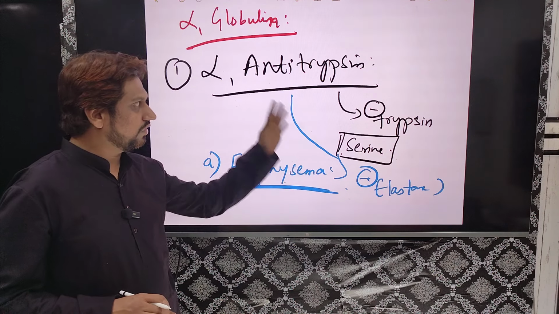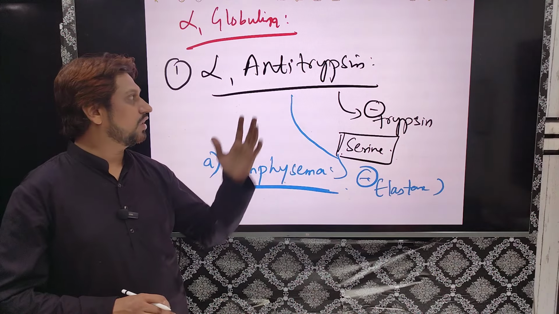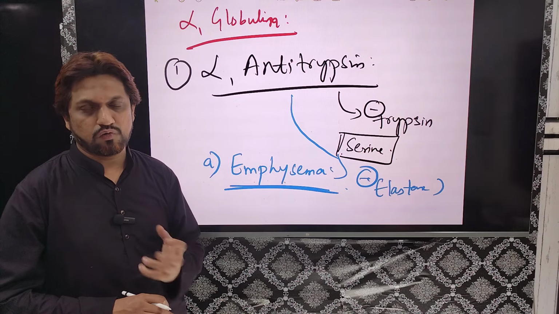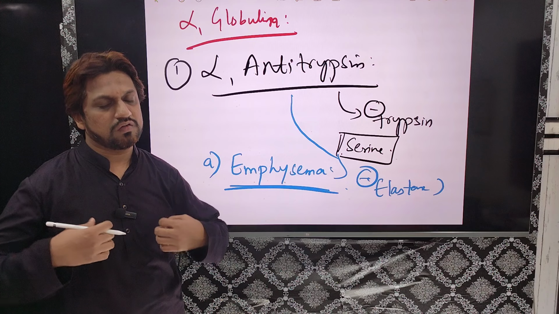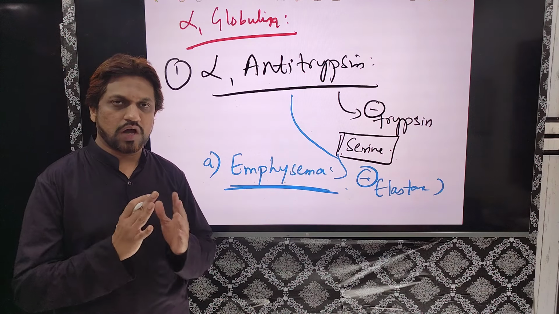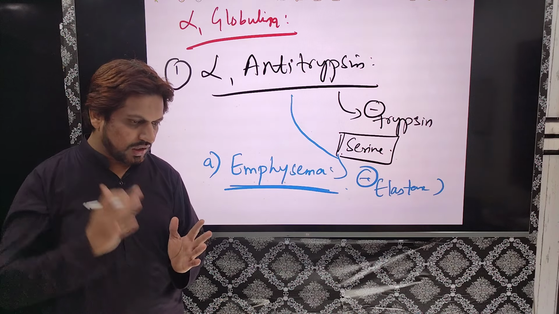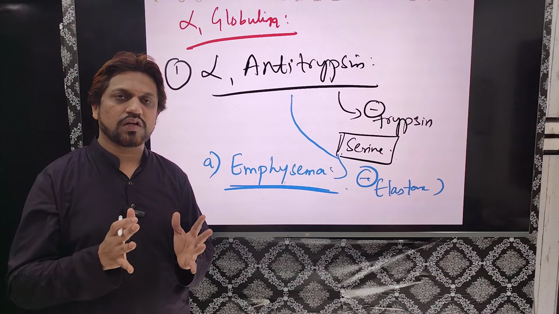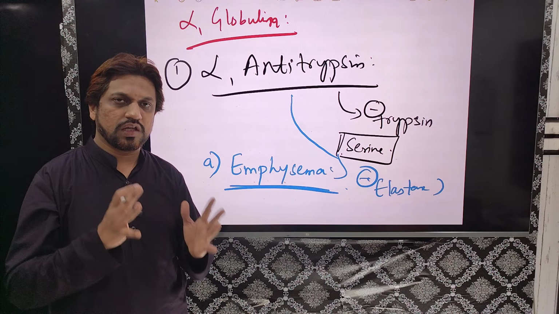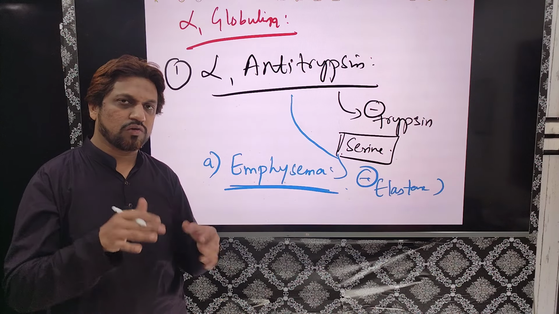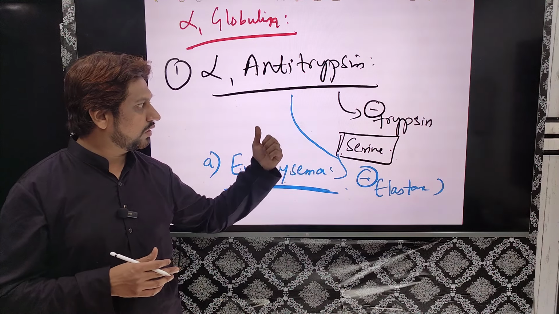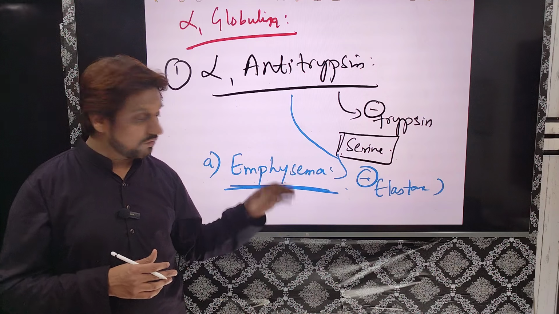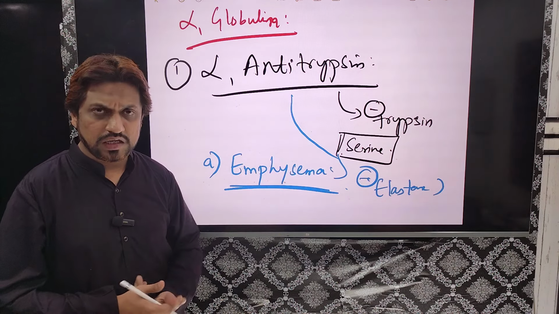But in the congenital or hereditary deficiency of alpha 1 antitrypsin, there is no inhibition of the elastase, and this elastase enzyme will break down the elastic tissue. The size, the dimensions of the lungs will increase, and there is more accumulation of air inside because the elasticity is reduced. So this is a disease condition. We'll discuss emphysema in detail in another lecture.